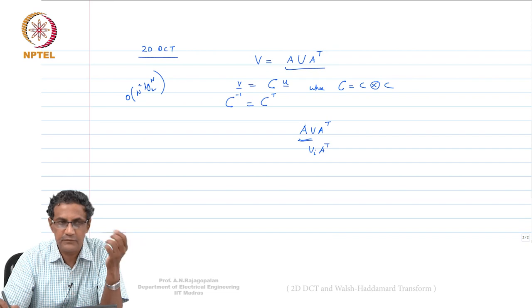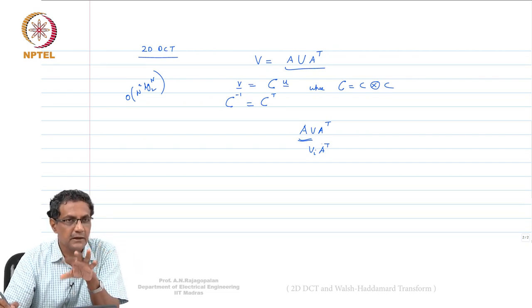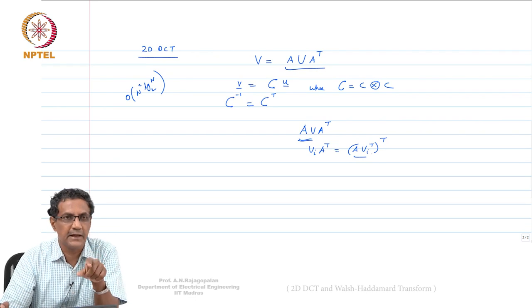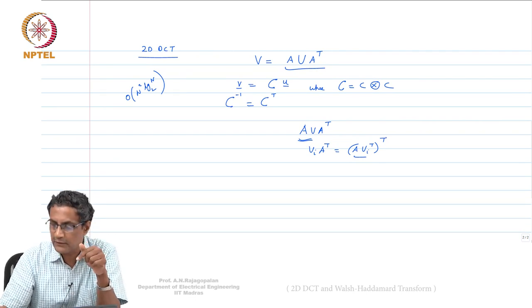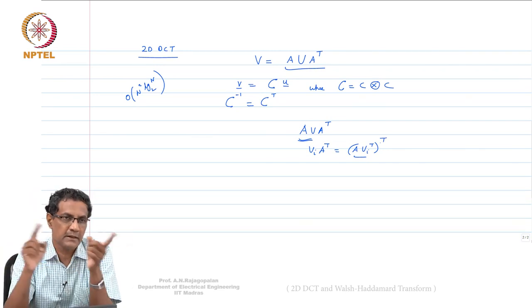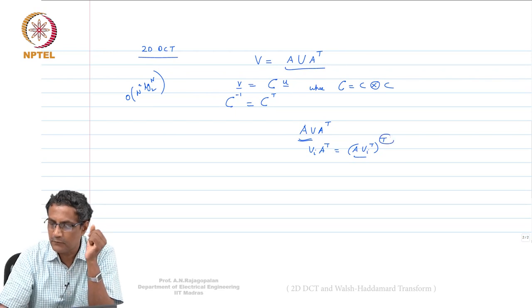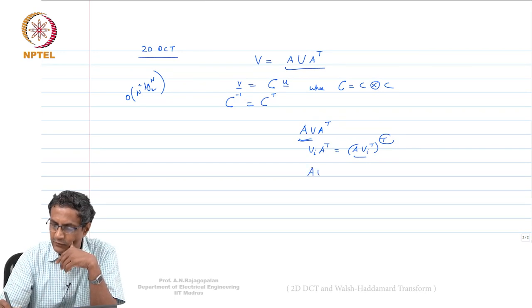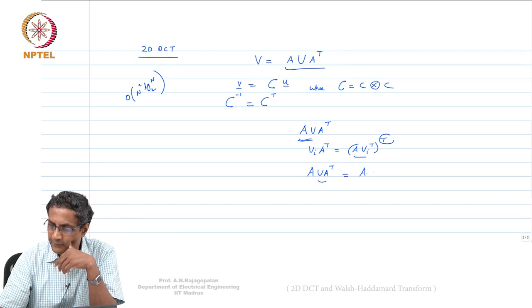Then, if you have taken the columns first, you should then take the transform of the rows. Therefore, this is the same as A U_i transpose, the whole transpose. So A U_i transpose takes care of the rows, but then you should take another transpose, otherwise V and U will not have k capturing variations along m and l capturing variations along n. Or you think about it as A U A transpose, where you first do this part, which you write as A U transpose, transpose.